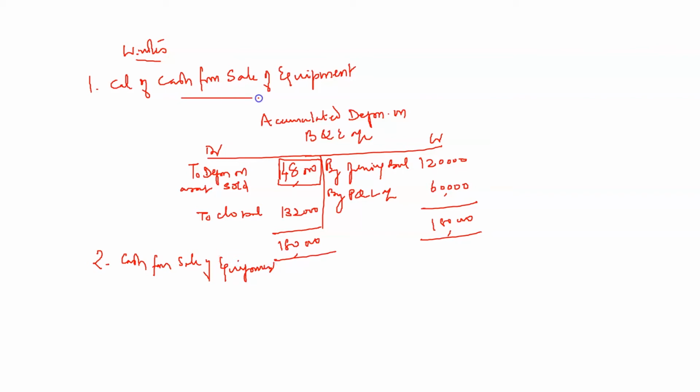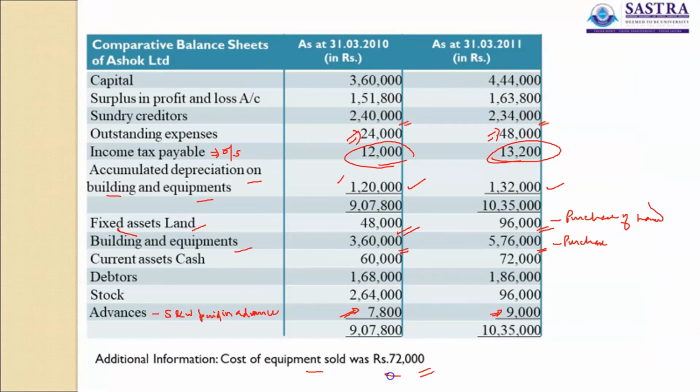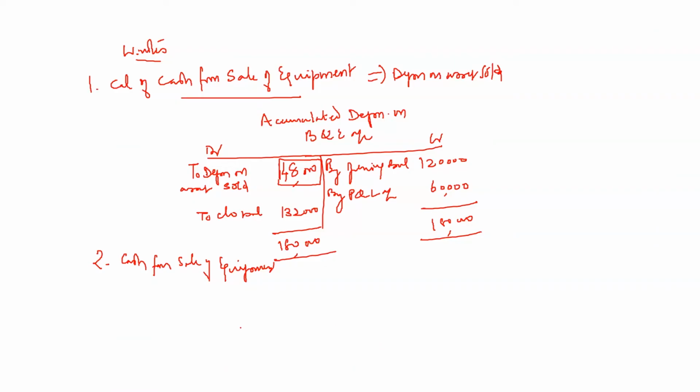So in fact, in the first step, it should be calculation of depreciation on assets sold. What is the cost of equipment sold given in the question? 72,000. Cost of equipment sold. That should be considered. Cost of equipment sold, rupees 72,000, less depreciation on assets sold.